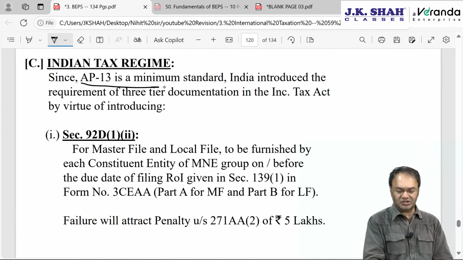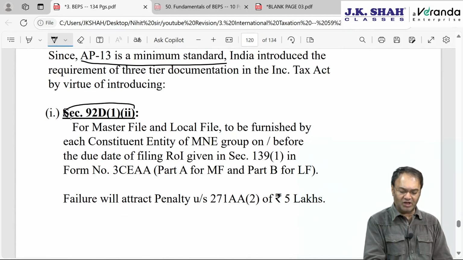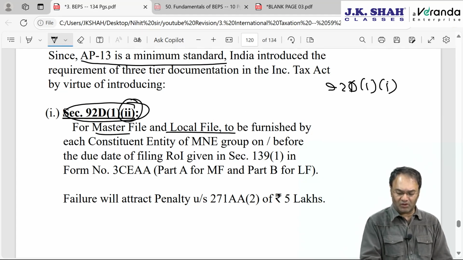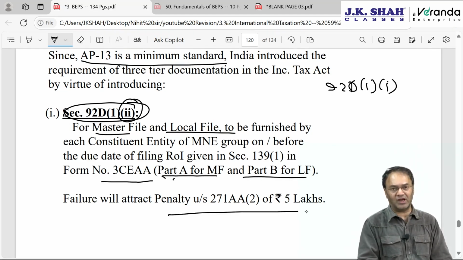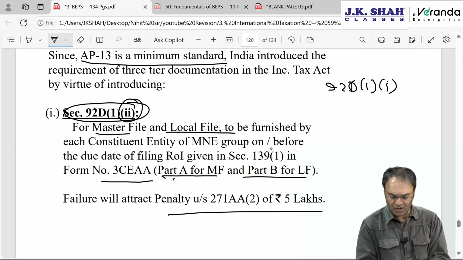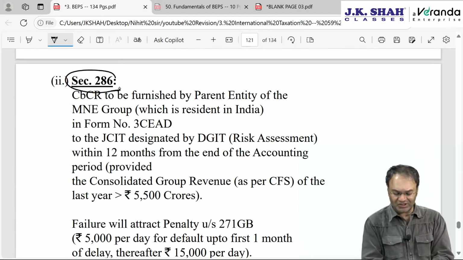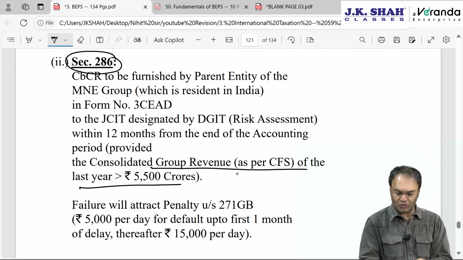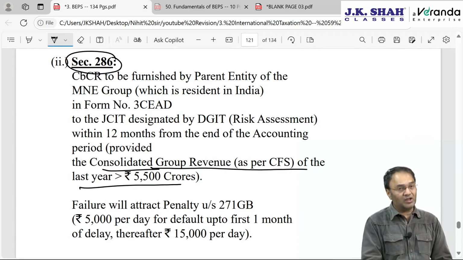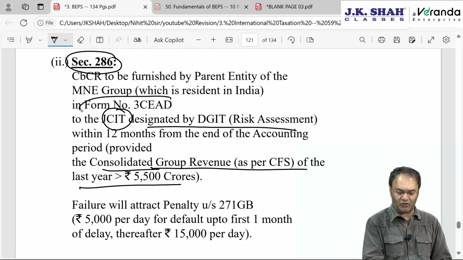What India has done: this is a minimum standard, so India had to follow. We already had 92D subsection 1, clause 1. We introduced clause 2 for master file and local file. Form 3CEAA, part A for master file, part B for local file. 5 lakh rupee penalty for not furnishing by the due date of filing IT return. Then section 286 CBCR, only if consolidated group revenue of last year exceeds 5,500 crore, and it is to be submitted to the Joint Commissioner of Income Tax designated by DGIT risk assessment in form 3 CEAD.